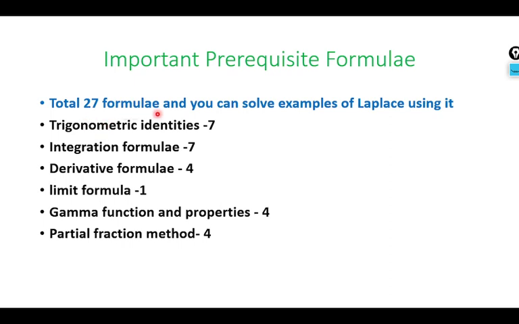Out of those 27 formulas, 7 are trigonometric identities, 7 are integration formulae, 4 formulas are from differentiation, 1 formula is of a limit, then the definition of a gamma function, and some 2-3 properties of a gamma function. And lastly, you must know the partial fraction method. So that's about the prerequisite formulas. We'll see these prerequisite formulas one by one in this video.